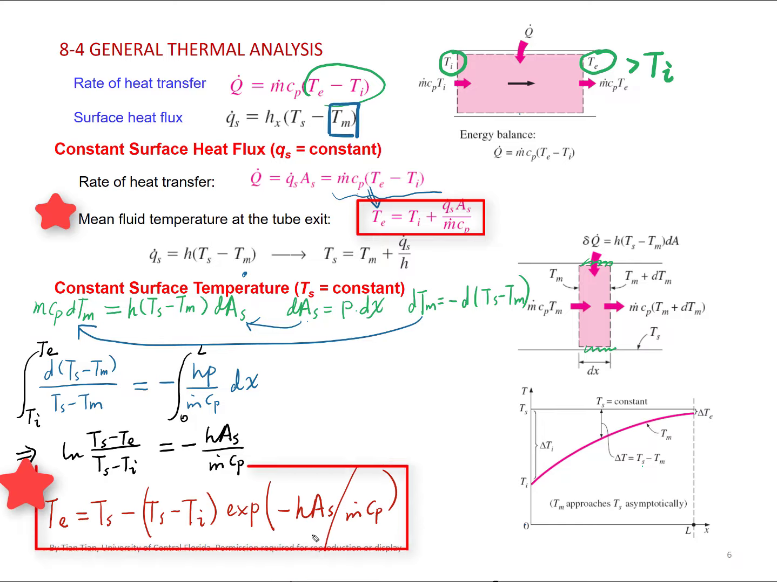This relation gives us the relation among the three temperatures, Ts, Ti, and Te, if Ts is constant. So given surface temperature and inlet temperature, we can find the exit temperature. Or given exit temperature and surface temperature, we can find inlet temperature. Anyway, given any two of the three temperatures, we can find the third one. If we plot this temperature, it looks like this. So fluid temperature Tm approaches the surface temperature exponentially.